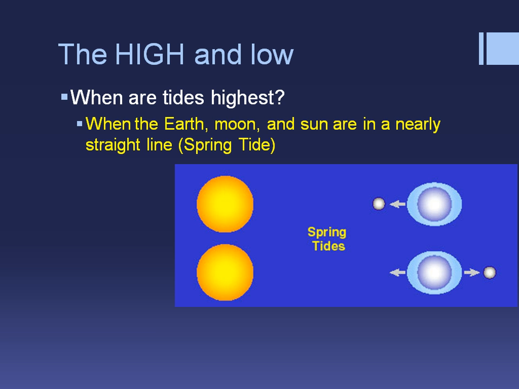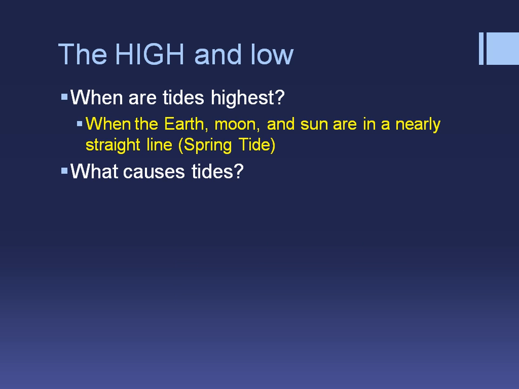Of course, that also means it creates an extreme low tide at the same time, because those spots that are not having the bulge at them are actually lower than normal.